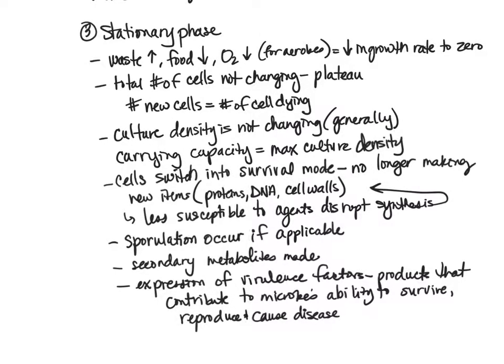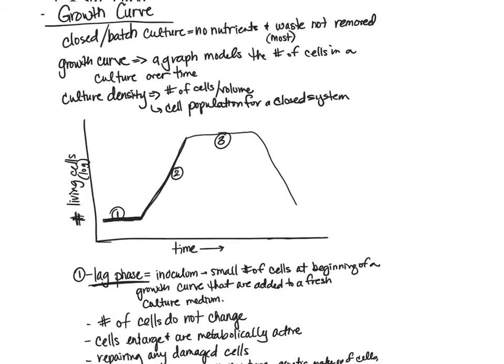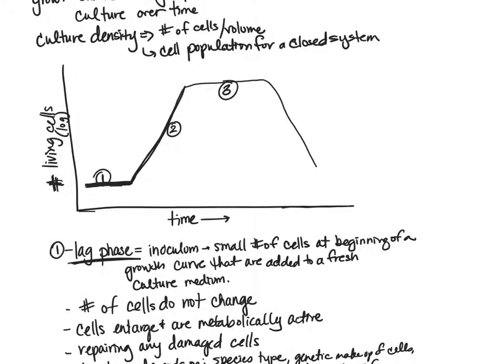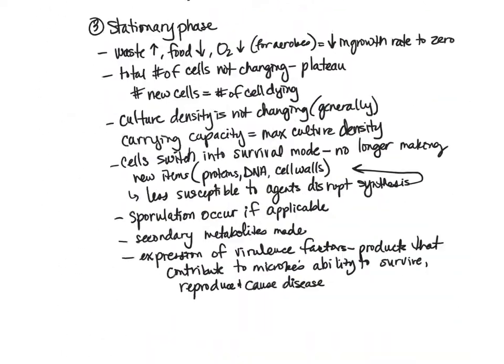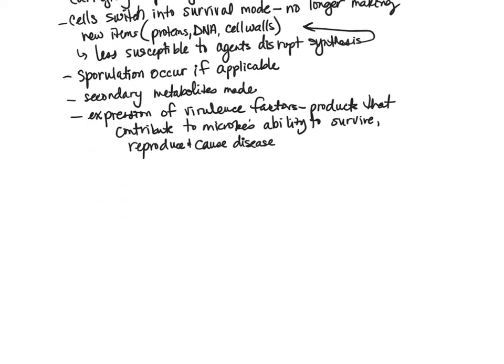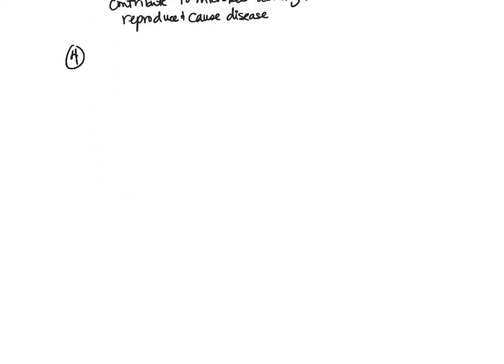So after the stationary phase, if we move back up to our graph, so we've started here, the lag phase, then we have the log phase, then we are at the stationary phase, and now here we are at number 4, which is the death phase. So in number 4, I'll just go all the way down here, and number 4 is the death phase. So at this point, that's when we have the waste is so high, it's now toxic, and there's no food left.